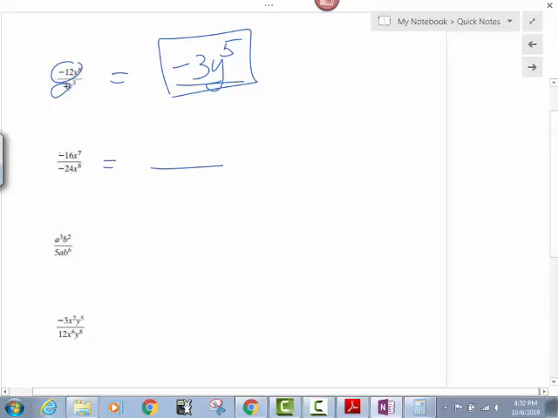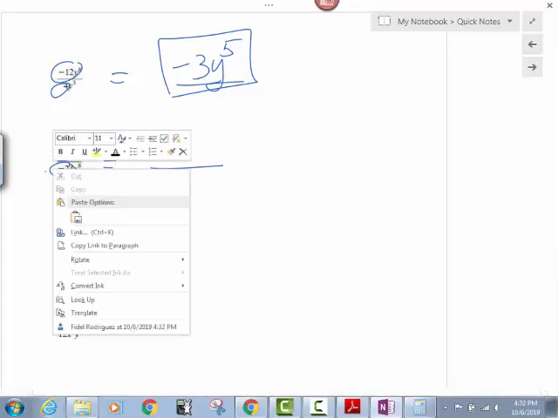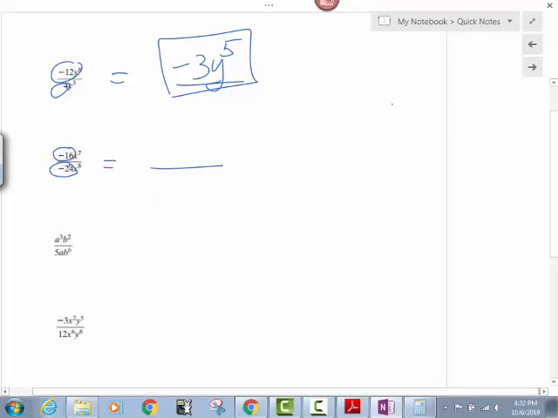Let's try the next one. All right, so first off, I want you to notice a negative divided by a negative is going to be a positive, right? So I'm not going to even worry about writing a negative sign, but we can divide both those numbers by 8. So 8 goes into 16 twice, and 8 goes into 24 3 times. We have more x's on the bottom. How many more? Just 1.